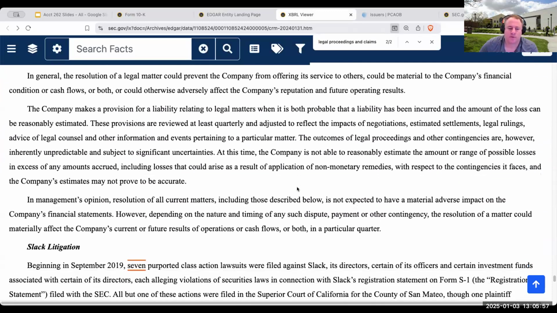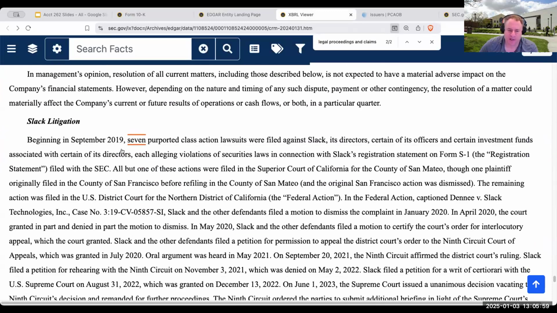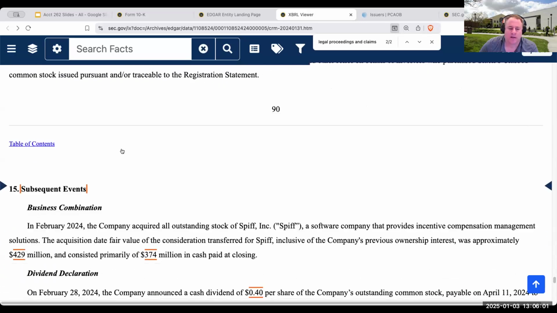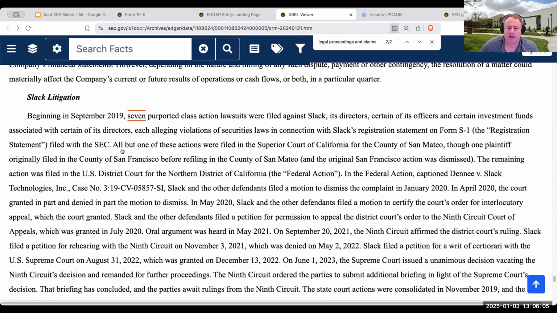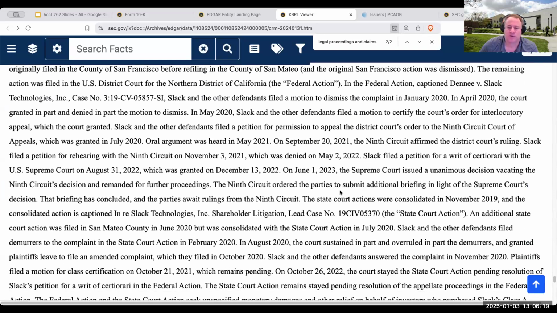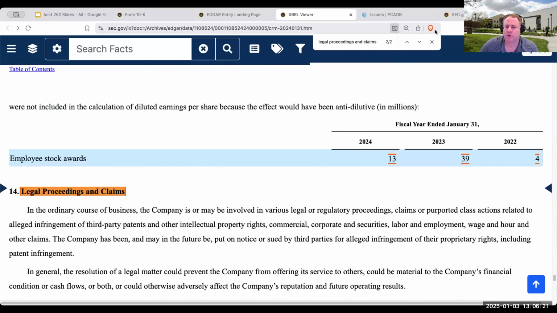Okay, so right over here, there's Slack litigation, and that's pretty much it. That's like the only thing. Basically, 7 purported class action lawsuits were filed against Slack, its directors, and certain officers in regard to their registration statement filed with the SEC. And so there you go through and see their lawsuits.